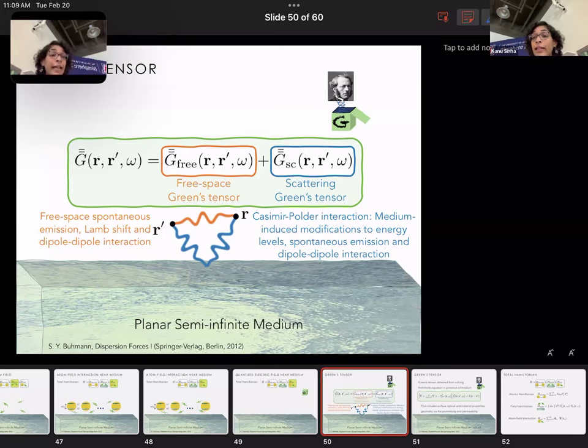And the scattering part, which explicitly includes the processes where you scatter a photon off of a medium and back, is what gives the interesting medium-induced effects. So here we are talking about modifications to the energy levels of atoms if you put them near a surface. How do their spontaneous emission rates get modified? How does dipole-dipole interaction get modified near a surface, and so on? Okay.